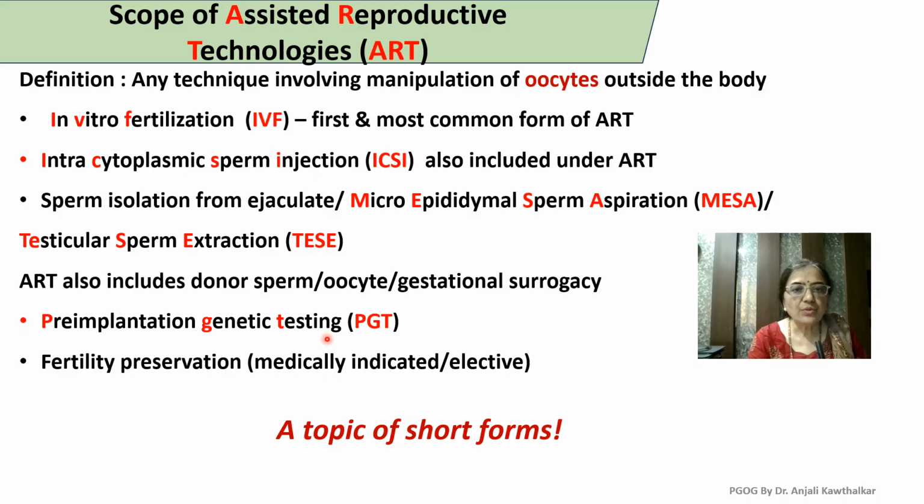Pre-implantation genetic testing, PGT, is also a component of ART, and so is fertility preservation, especially medically indicated, such as when the patient is having malignancy, or electively when the patient wants to proceed with the choice of pregnancy a little later in life. These are the situations where ART plays a role. In short, it is a topic of short forms. As you can see, ART, IVF, ICSI, TSE, MESA, PGT, all these are very commonly used whenever we are discussing this topic of assisted reproductive technology.